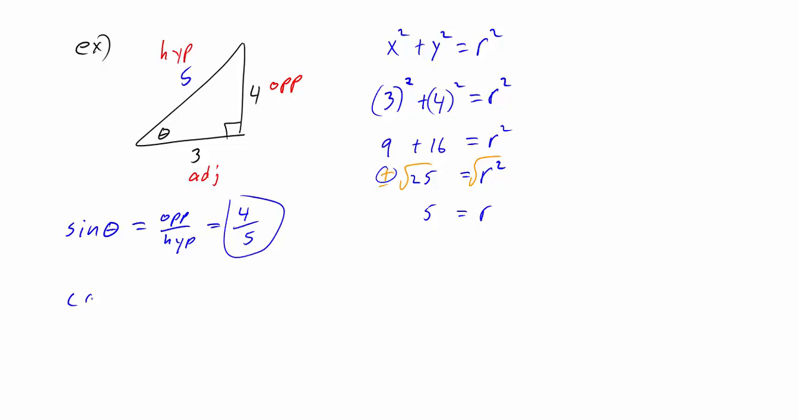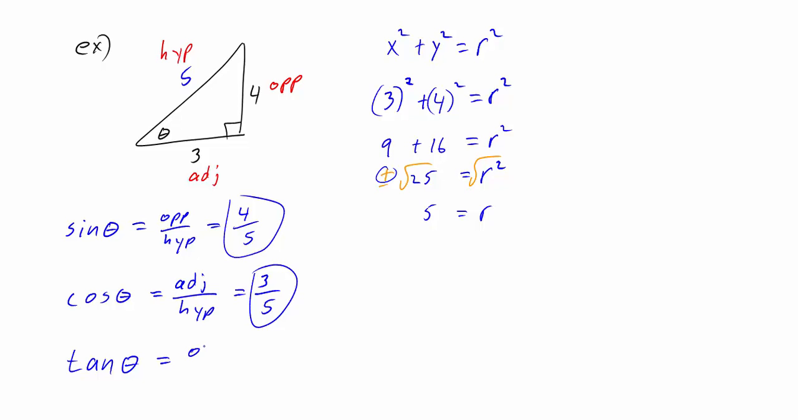Then we can continue to find the cosine. Once again, that is the adjacent side over the hypotenuse. The adjacent side is 3, so that would be 3 over the hypotenuse of 5. And then our last trig function here, the tangent, that's the TOA, opposite over adjacent, so that would be 4 over 3. And of course, if you wanted to find the others, the cosecant, secant, and cotangent, that would simply be the reciprocal of these three.